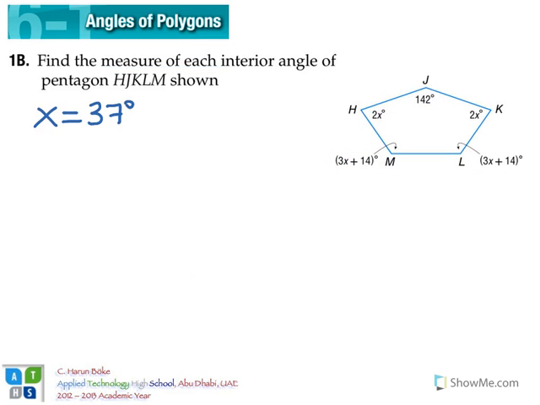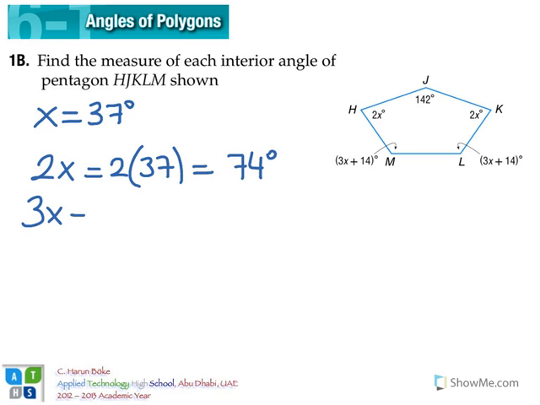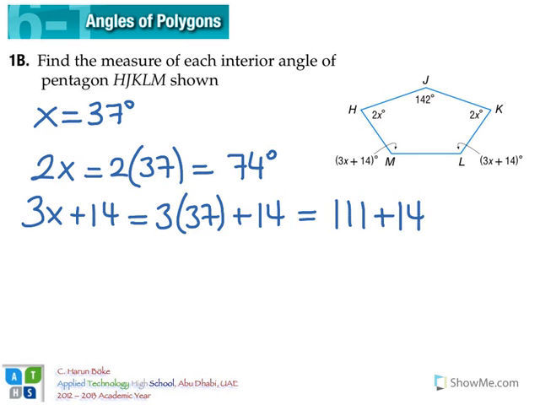So for x equals 37 degrees, 2 times x will be 2 times 37 degrees, which is 74 degrees, and 3 times x plus 14 is 3 times 37 plus 14, which will give me 111 plus 14, which actually is 125 degrees. So these are the interior angles of this pentagon.